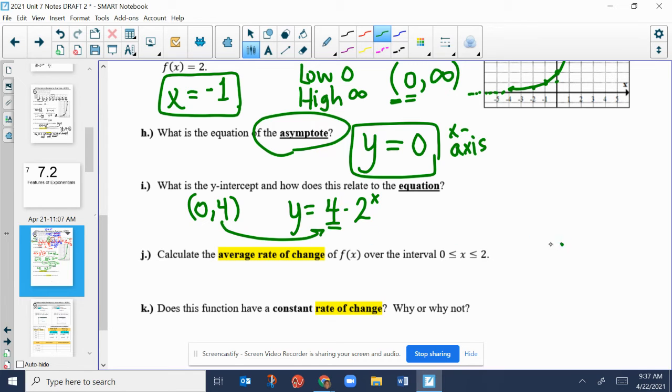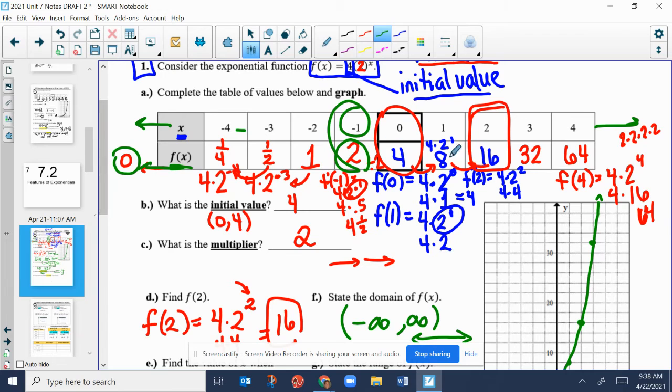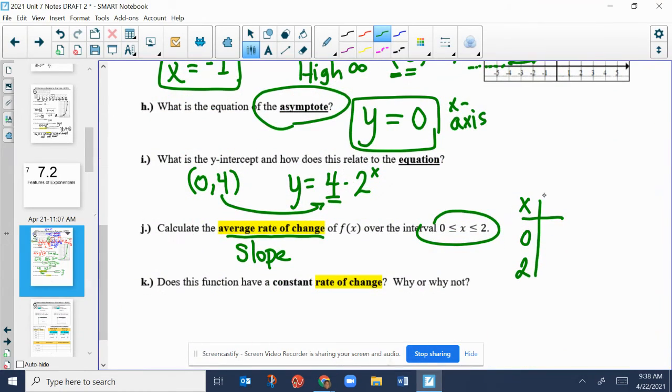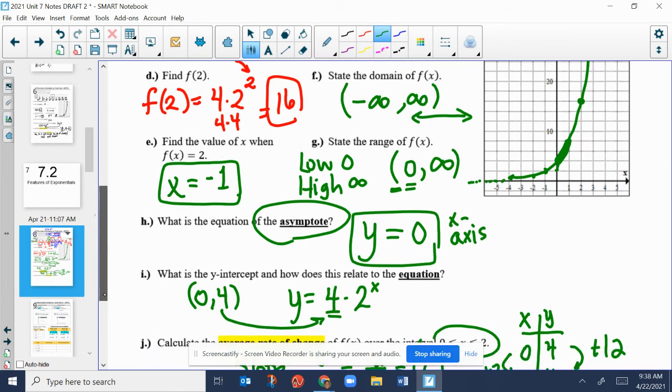The average rate of change from 0 to 2, I always make a table when I see that, and I think about the word slope, and I put these x values here, 0 and 2. So on the interval from 0 to 2, my y values are 4 and 16, just looking at your table. That's an increase of 12 when this increased by 2. So my change in y over x is 12 over 2, which is 6. So the steepness of this line going from 0 to 2, this little line segment right here, would be a steepness of 6.